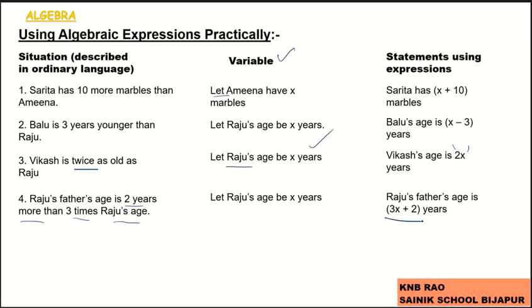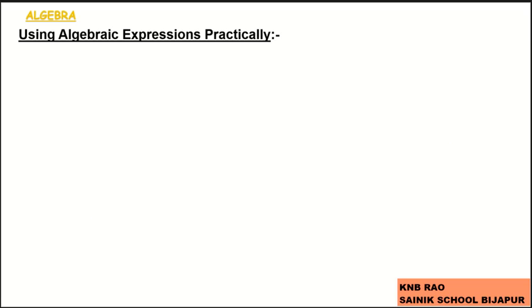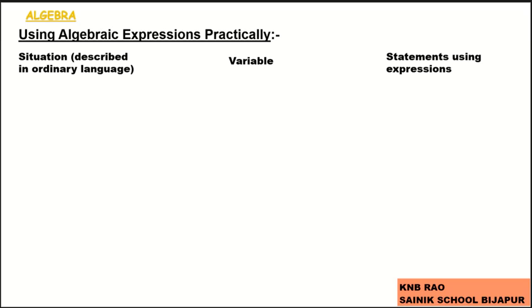Deciding which variable is to be assumed and how to convert it into the expression matters a lot in solving word problems. In this chapter, word problems are very important. Now coming to another situation and variable, the fifth one. How old will Susan be 5 years from now?